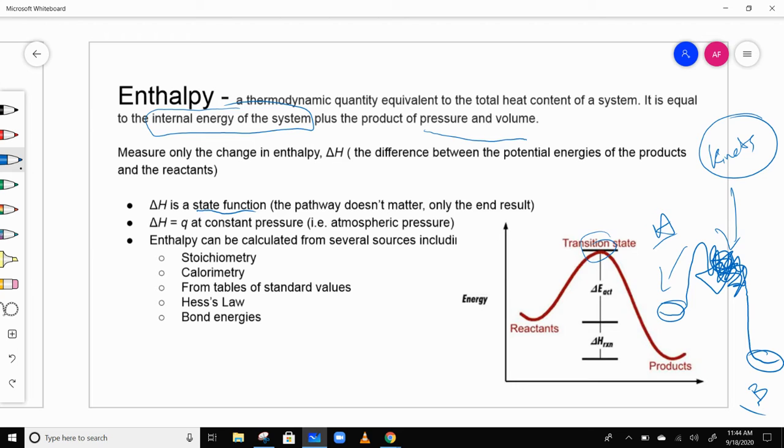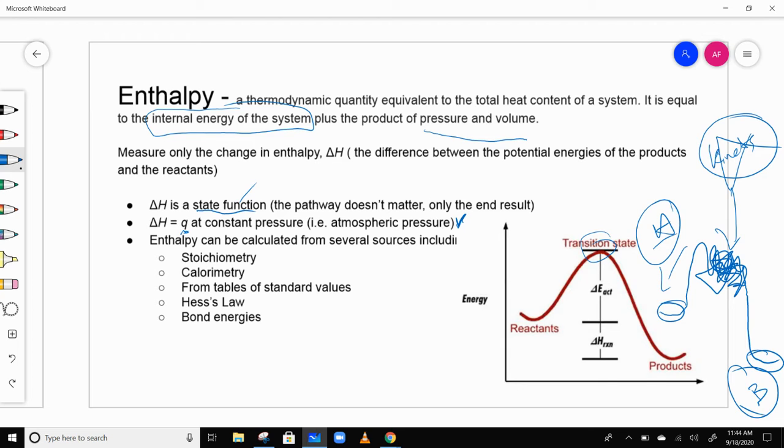So we're not even going to worry about kinetics right now. We're just going to worry about A to B, state function. The pathway doesn't matter, okay? If pressure is constant, Q equals delta H. And for most of the time, this is what we're going to be dealing with.